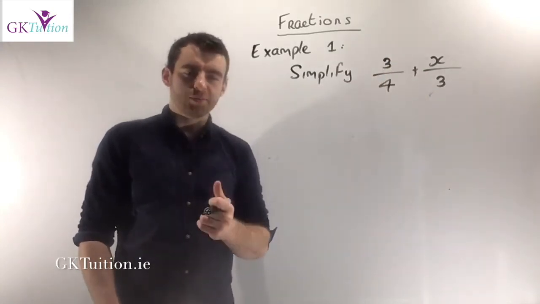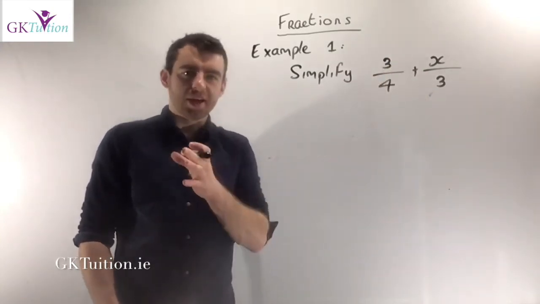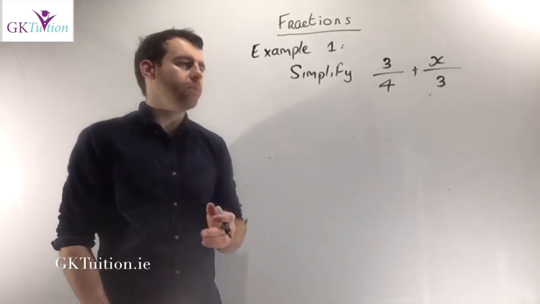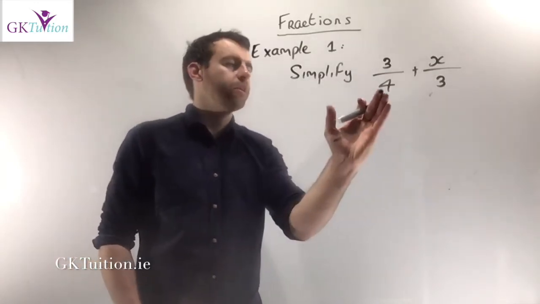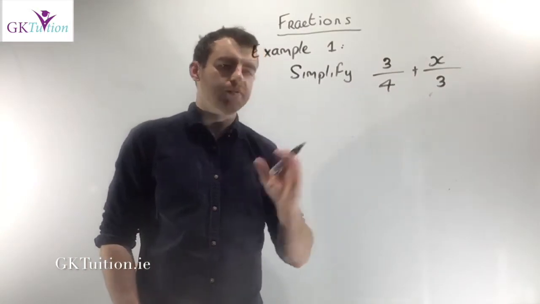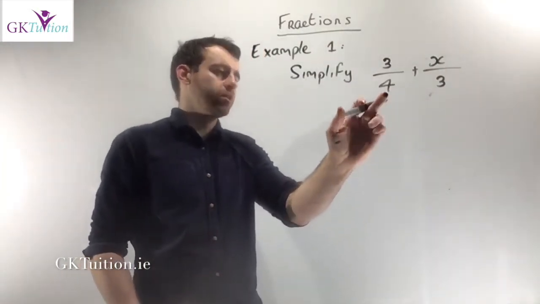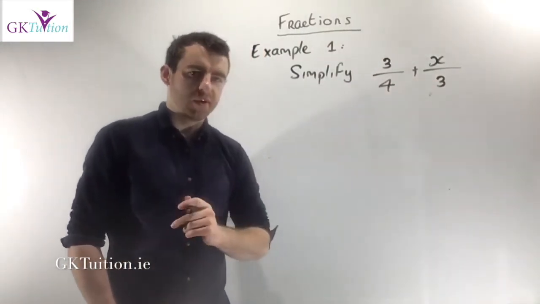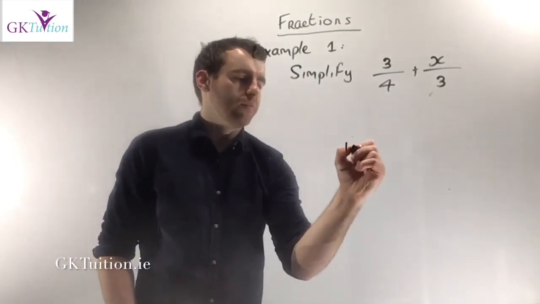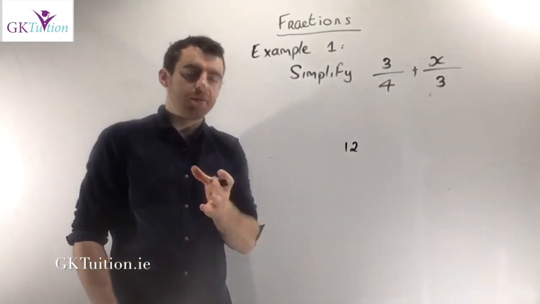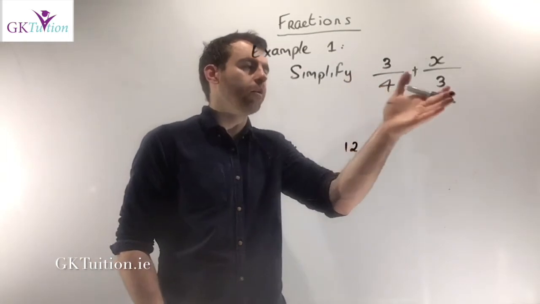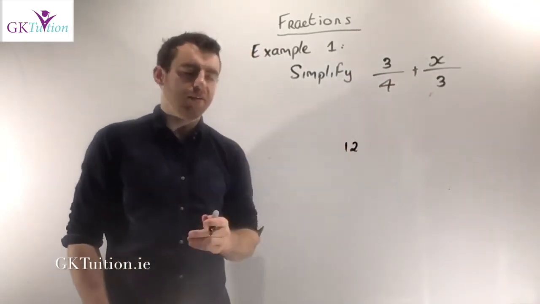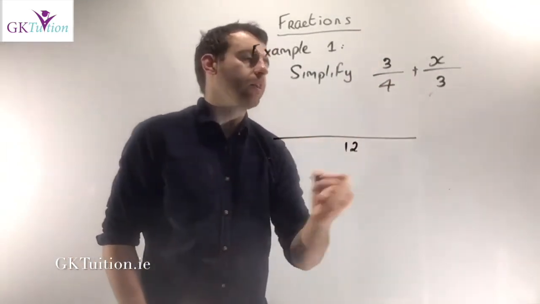If you are adding or subtracting fractions, then you should get a common denominator. The common denominator is the smallest number that both of the denominators will divide into. What's the smallest number that 4 and 3 will divide into? And in this case, it's 12. Often, the common denominator is just found by multiplying the bottoms by each other. 4 by 3 gives me 12. So my common denominator here is 12.